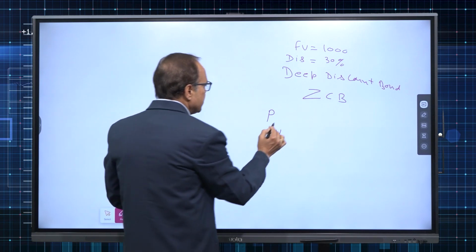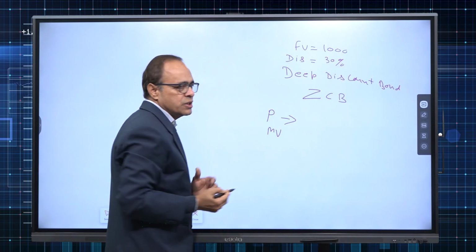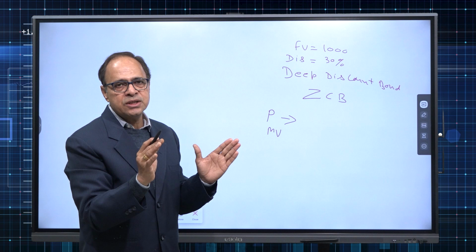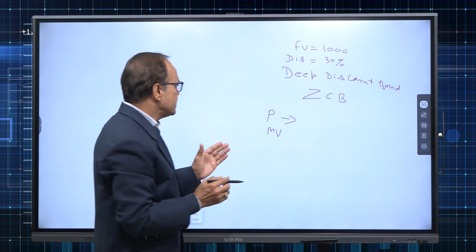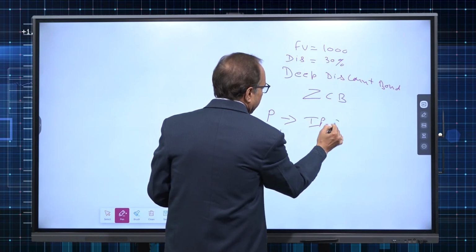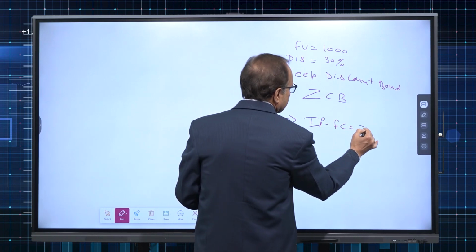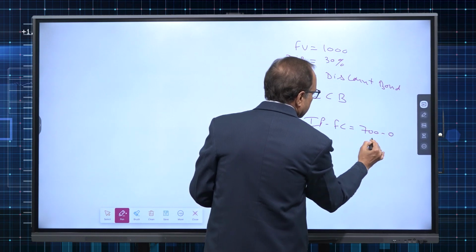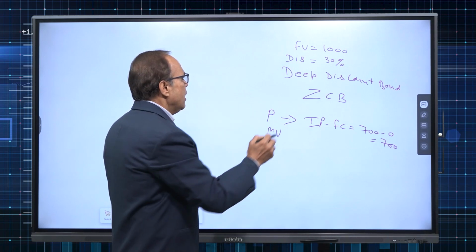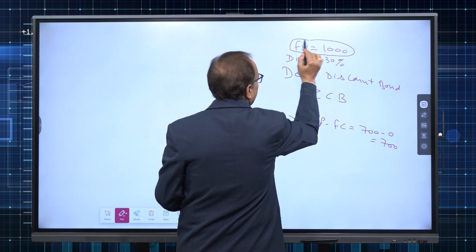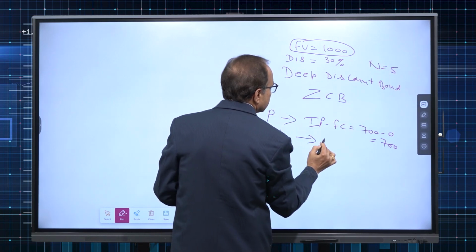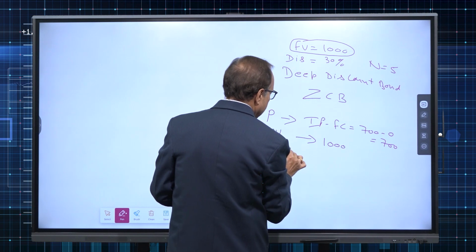It means what will be the P for the company? And let us say the question is silent about flotation cost also. So whenever in any question flotation cost is not given, take it as 0. So in this case, P, which is issue price minus flotation cost. So issue price is 700, flotation cost not given, so P becomes 700. How much will be paid back by the company after 5 years? Because N I have kept 5 years. So maturity value is 1000 and N is 5.